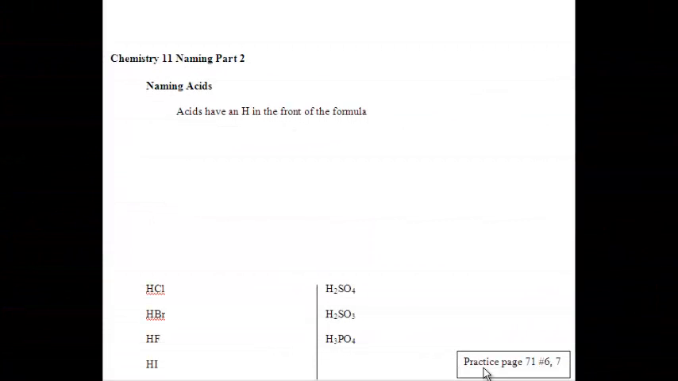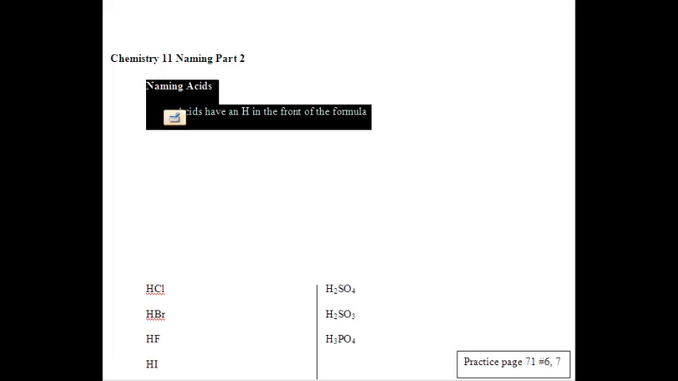You're looking at part two of our naming unit. This one is dealing with acids and also covalent compounds. Last time we talked about ionic naming and how to get metals and nonmetals. Naming acids is probably the most difficult thing. It's the thing that people usually struggle with at the end. So let's get going here.